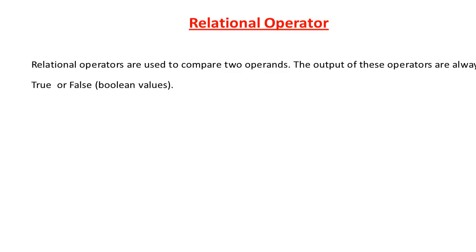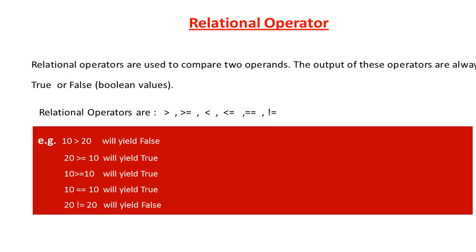Relational operators. As I have told you earlier, relational operators are used to compare two operands. The output of these operators is always true or false. True or false are called Boolean values. Relational operators are greater than, greater than or equal to, less than or equal to, double equal to, not equal to, etc. By example you can come to know about the use of these relational operators, like 10 greater than 20 will yield false because this condition is false. Similarly, 20 greater than or equal to 10 will yield true.